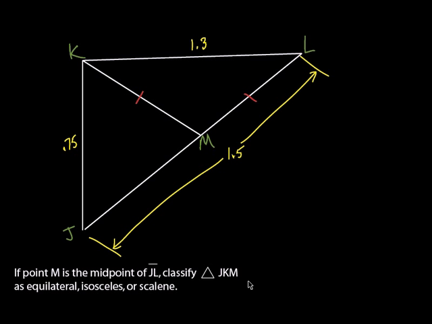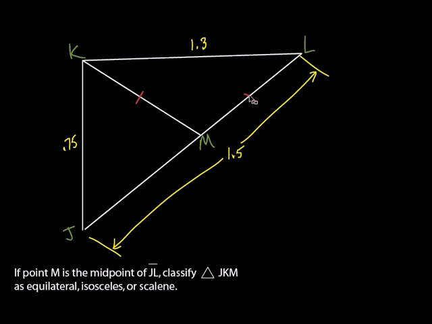Okay, we've got a couple examples we're going to do. Let's take a look at this one. Here's the picture and here's the question. It says if point M, right here, is the midpoint of line segment JL. So here's JL. Now point M is the midpoint. So the midpoint means it splits that segment into two equal parts.